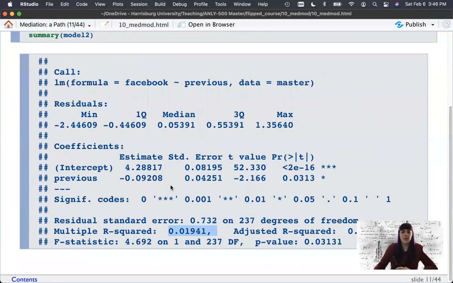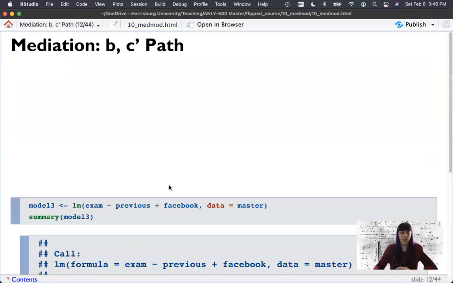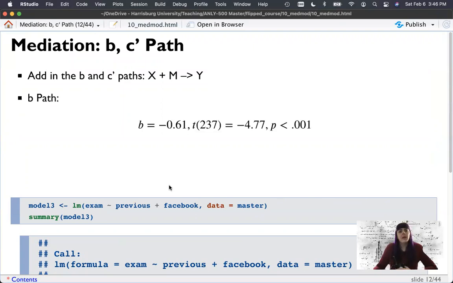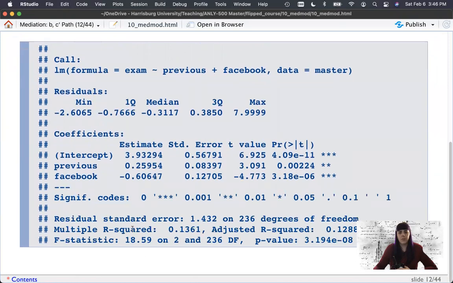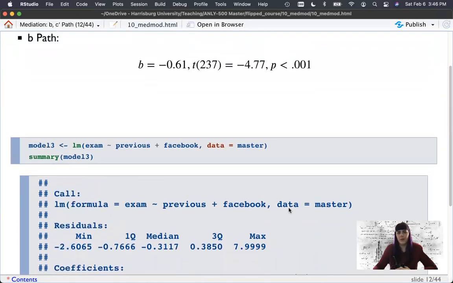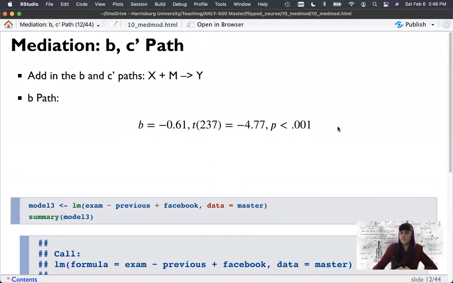All right, so now the last stage where we put B and C in there. So we're gonna have X and M together now predicting Y. And that B path, so let's look at it. Previous plus Facebook tilde Y. Our overall model is 13 or 14% of the variance, but we're really way more interested in these predictors. So part of the indirect path, we've got B here. And it's significant, it's negative. So Facebook use is negatively predicting our exam score. So the more we're using it, the less we get on our exam.